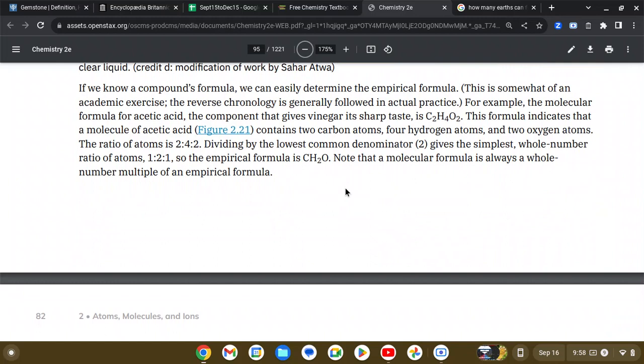For example, the molecular formula for acetic acid, the component that gives vinegar its sharp taste, is C2H4O2. This formula indicates that a molecule of acetic acid contains 2 carbon atoms, 4 hydrogen atoms, and 2 oxygen atoms. The ratio of atoms is 2 to 4 to 2. Dividing by the lowest common denominator gives the simplest whole number ratio of atoms, 1 to 2 to 1. So the empirical formula is CH2O. Note that molecular formula is always a whole number multiple of an empirical formula.